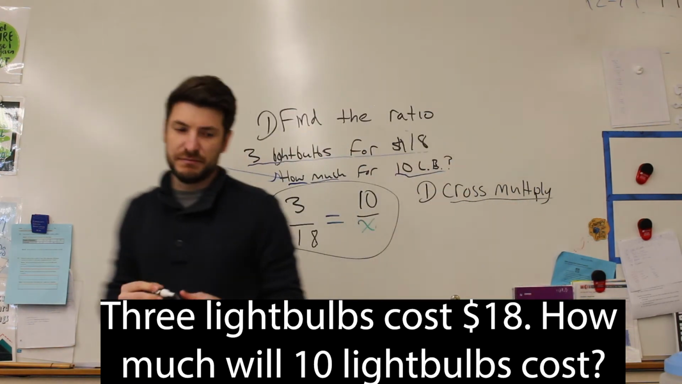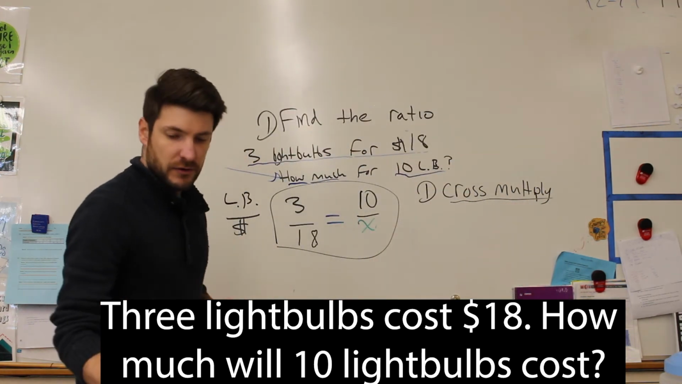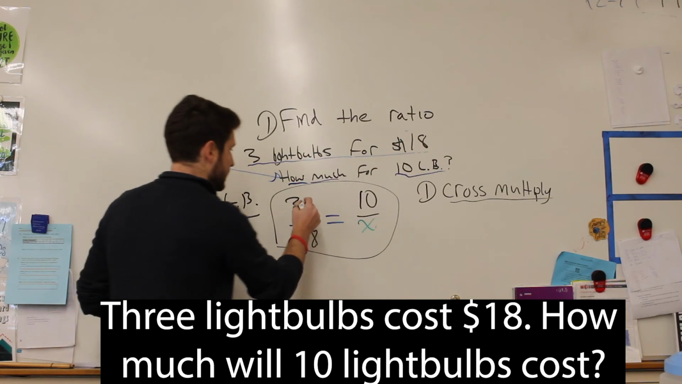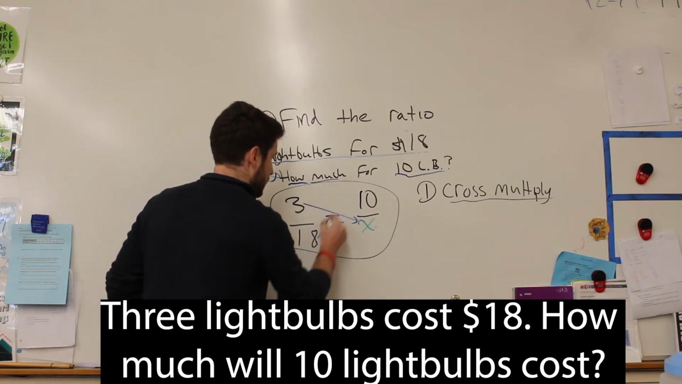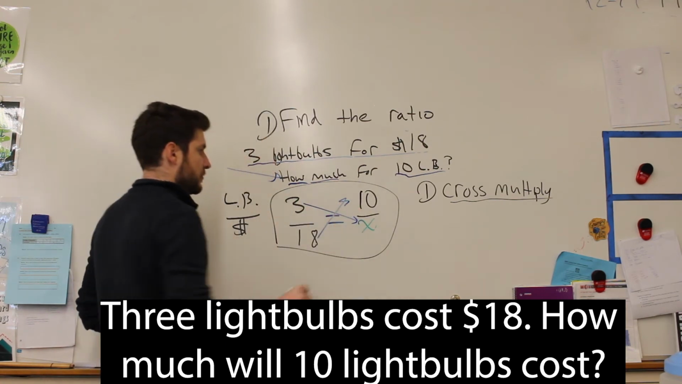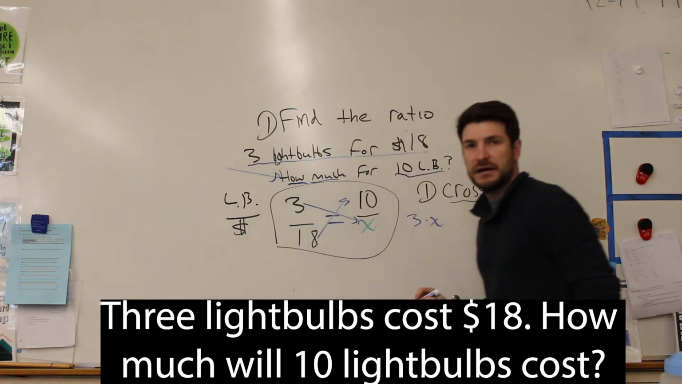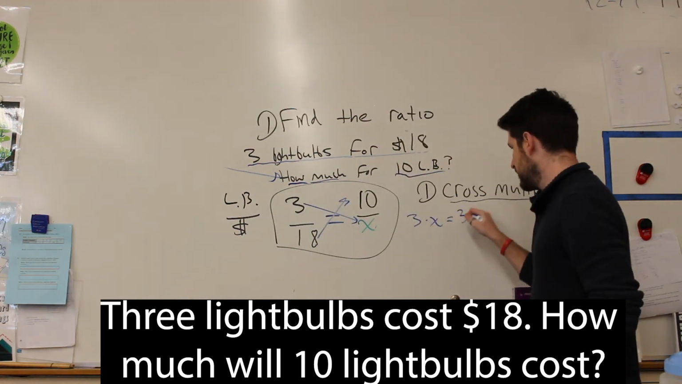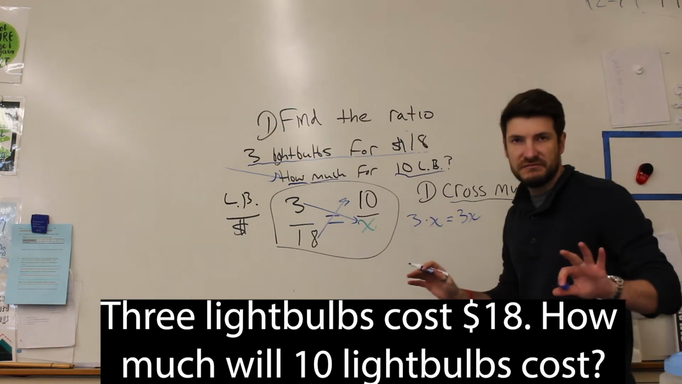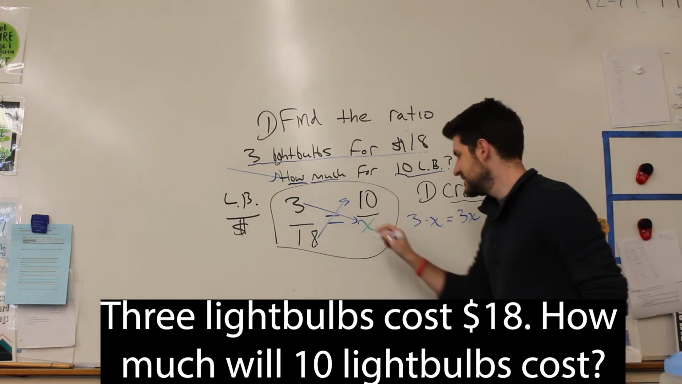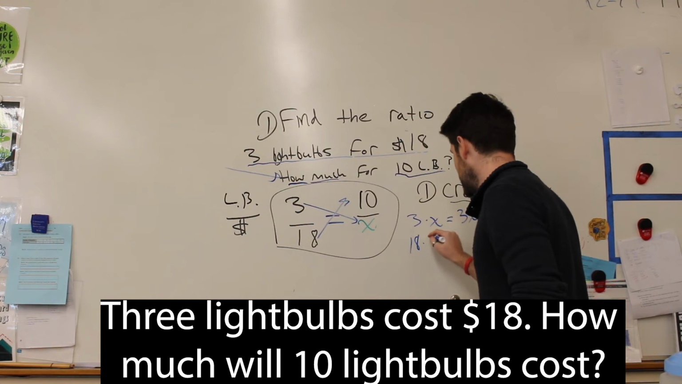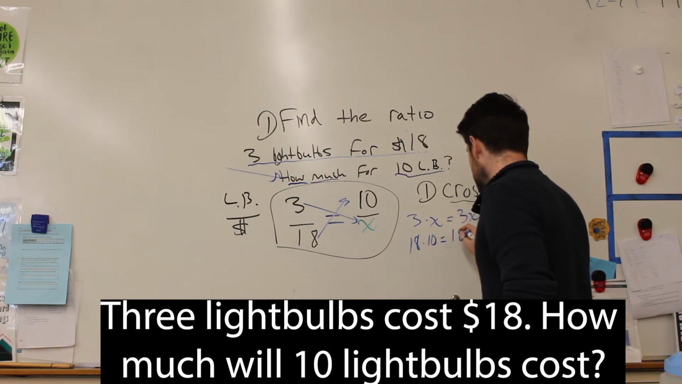Cross multiply. Multiply diagonally. 3 times x equals 3x. 18 times 10 equals 180.